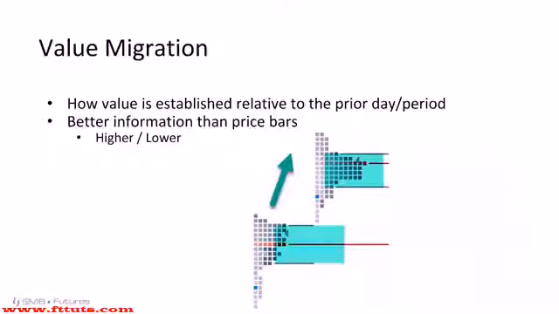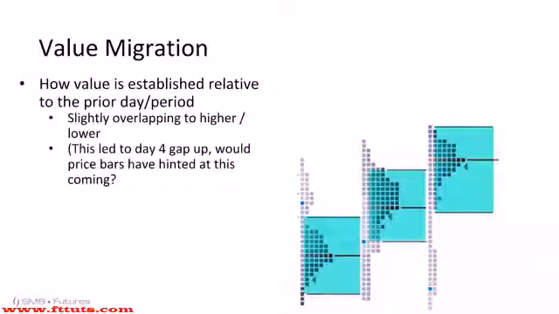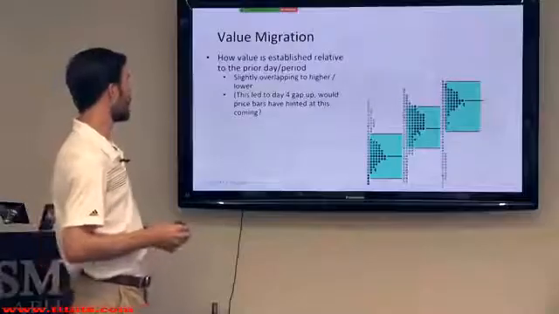So it's very simple. In this case, I highlighted each of the value areas. This is what we would call value migration higher. Okay, pretty simple. This is what we would call overlapping to higher. Okay, you can see the value areas are overlapping from day to day, but we're still drifting higher. This led to a day 4 gap up.